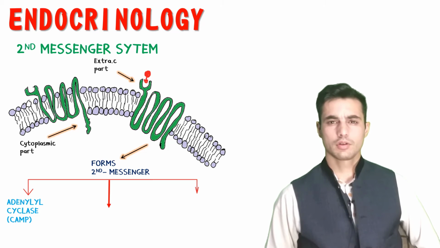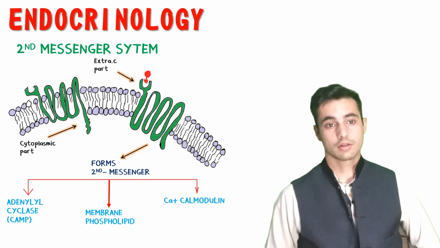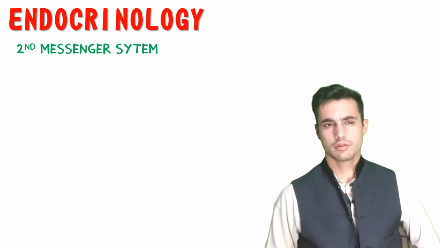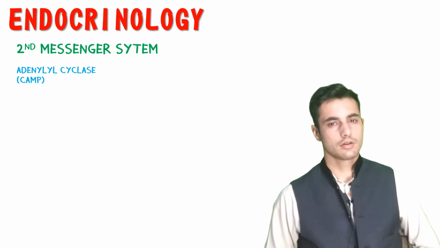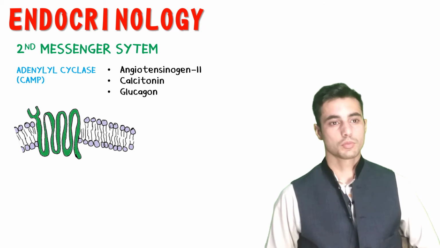The G proteins will then either activate the adenyl cyclase, or they can activate the membrane phospholipids, or also the calcium calmodulin system. Let's discuss that one by one. The adenyl cyclase system. This action is used by angiotensin II, calcitonin, and glucagon hormones.